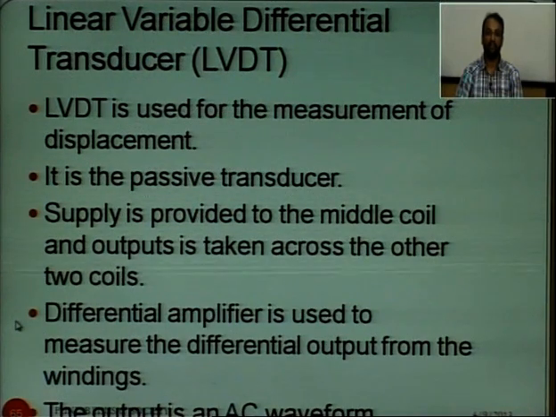One example of an inductive type of transducer is the LVDT, linear variable differential transformer. LVDT is used for measurement of displacement. It is a passive transducer, so it requires external supply for its measurements. Supply is provided to the middle coil and output is taken across the other two coils. So, there are three coils, one in the middle and two on the sides. A differential amplifier is used to measure the differential output from the two side windings. The output is an AC waveform.